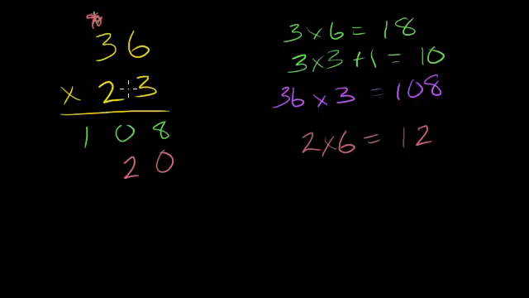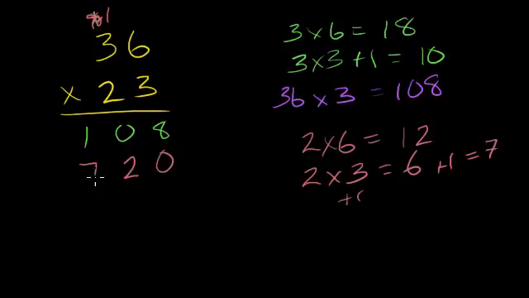So what were we doing? We wrote 2 times 6 is 12. Put the 2 here. Put the 1 up here. And I got rid of the previous one because that would have just messed me up. Now I have 2 times 3. 2 times 3 is equal to 6. But then I have this plus 1 up here, so I have to add plus 1. So I get 7. So that is equal to 7. 2 times 3 plus 1 is equal to 7.